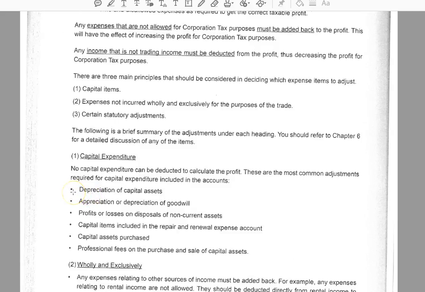So depreciation, and profits or losses on disposals: if it was a profit, you deduct it. If it was a loss, you'd add it back. Capital items including repairs, so what we mean by that would be the purchase of a laptop or a computer. Improvements to buildings shouldn't have been treated as repairs, you'd add them back. Any assets purchased, and professional fees on the purchase and sale of capital assets, so accounting fees, purchase of a building, planning permission fees, solicitors fees, anything to do with the purchase of a building or an asset. So they're capital expenditure. Any of those that we find, we add back.